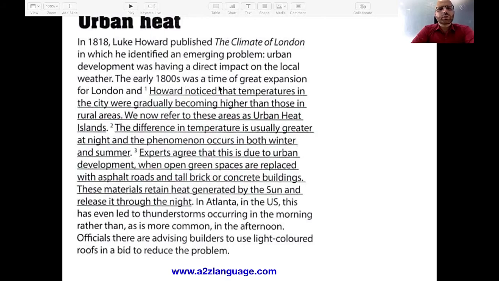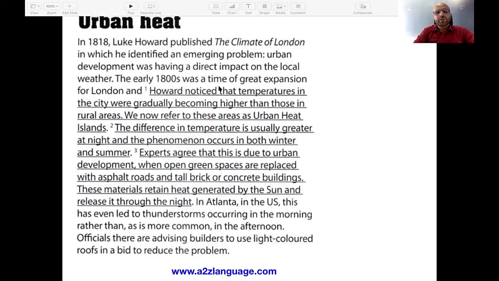In 1818, Luke Howard published The Climate of London, in which he identified an emerging problem: urban development was having a direct impact on the local weather. The early 1800s was a time of great expansion for London, and Howard noticed that temperatures in the city were gradually becoming higher than those in the rural areas. We now refer to these areas as urban heat islands. The difference in temperature is usually greater at night, and the phenomenon occurs in both winter and summer.